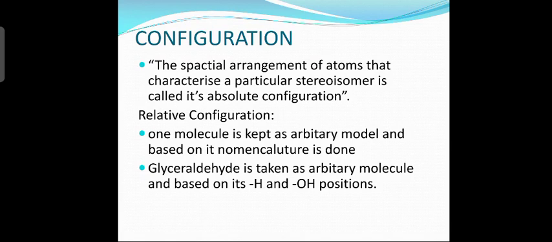In the previous class we discussed resolution of racemic mixture. So today we shall study configuration, different types of configuration and their examples. Now what is configuration? The spatial arrangement of atoms that characterize a particular stereoisomer is called absolute configuration. There are two types of configuration, absolute and relative.